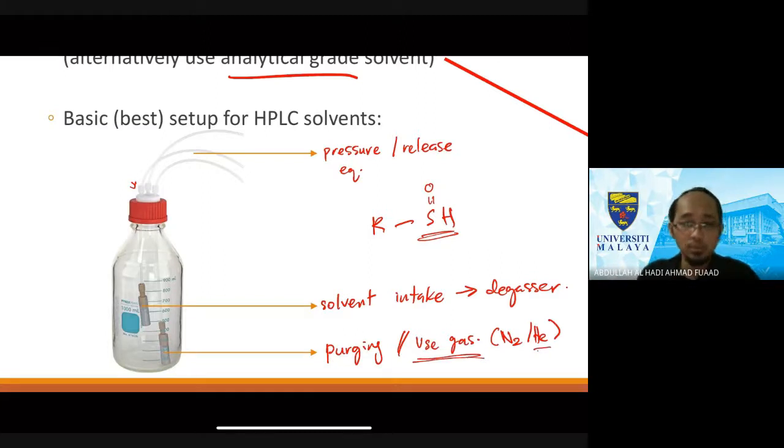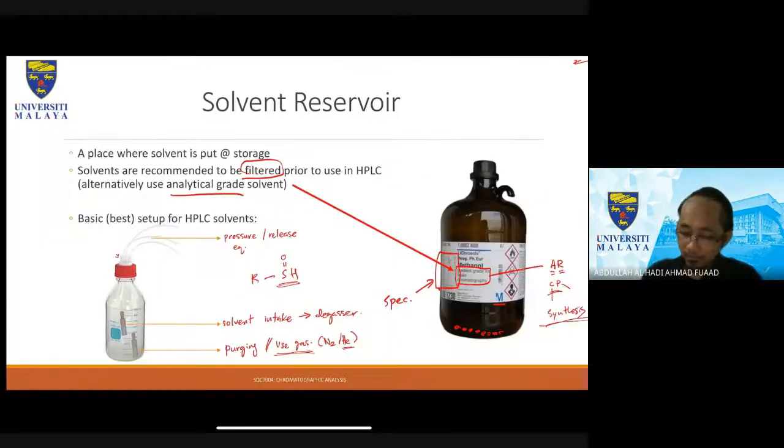So you have two options to purge the solution, so that you can reduce the concentration of dissolved oxygen while increasing the concentration of non-reactive gases. Either nitrogen or helium.